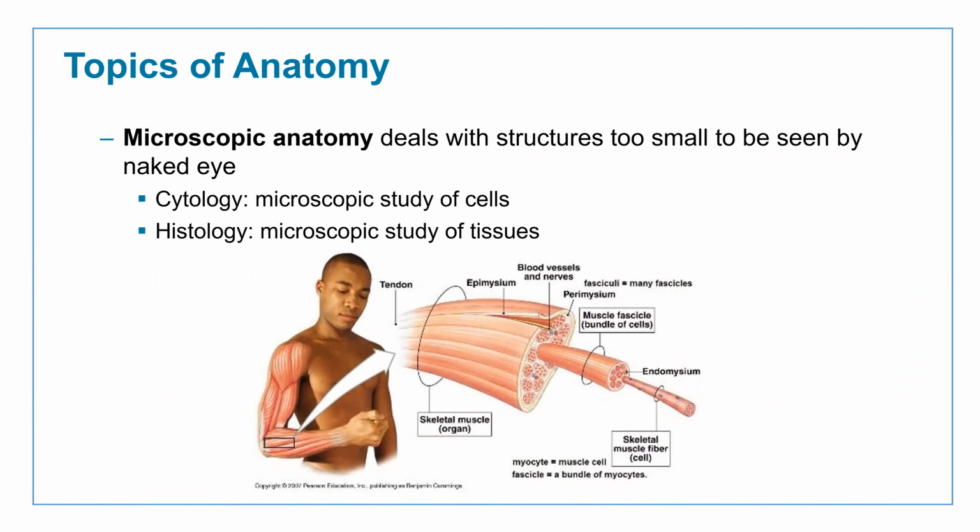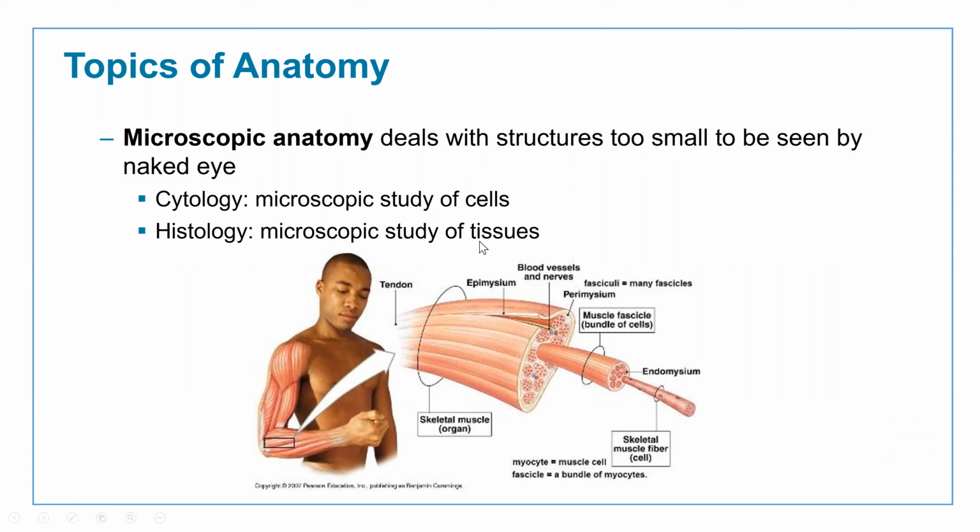Another big branch of anatomy is microscopic anatomy. What we talked about previously was macroscopic anatomy, something you can see with your naked eye. For microscopic anatomy, you need to use a microscope, and it deals with structures too small to be seen by the naked eye. Two major parts of microscopic anatomy are cytology and histology. Cytology is the microscopic study of cells, and histology is the microscopic study of tissues.